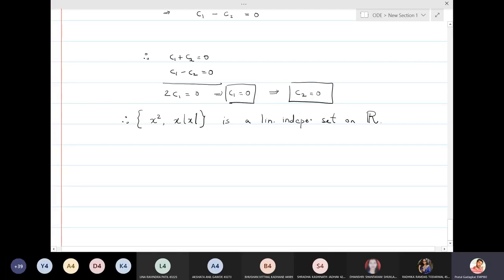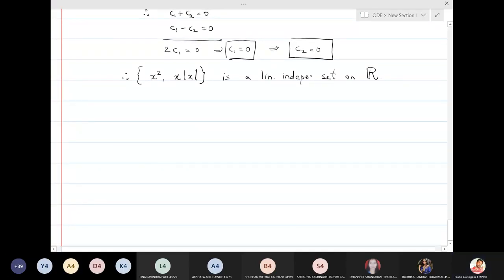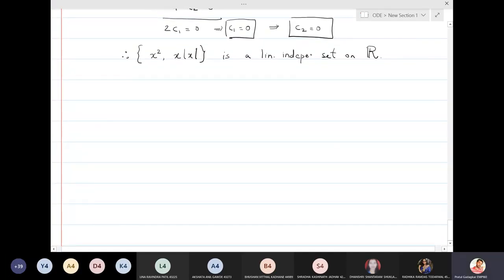So we must find out a shortcut. Can I show that the two functions are linearly independent by using some shortcut? Do I have to do all these calculations for all the things? Slowly the task becomes difficult. So let me define something called the Wronskian.